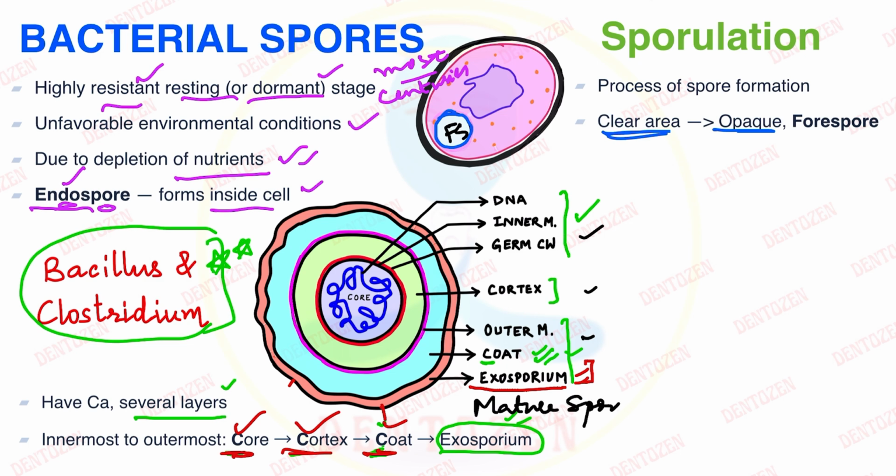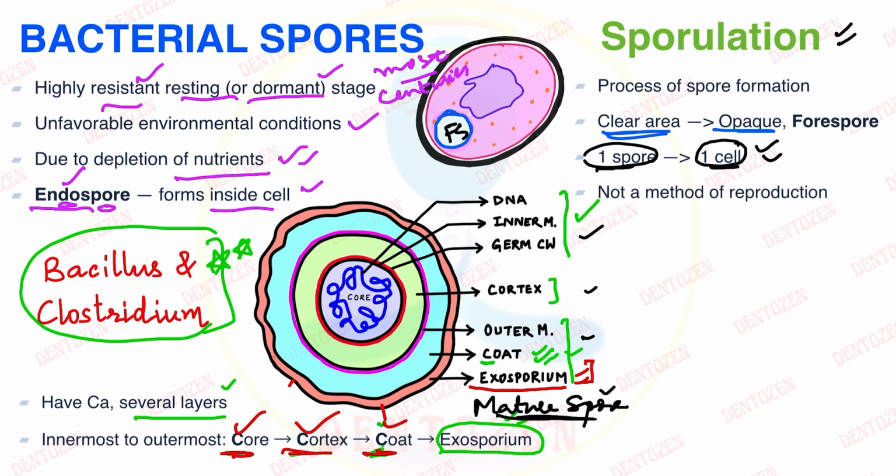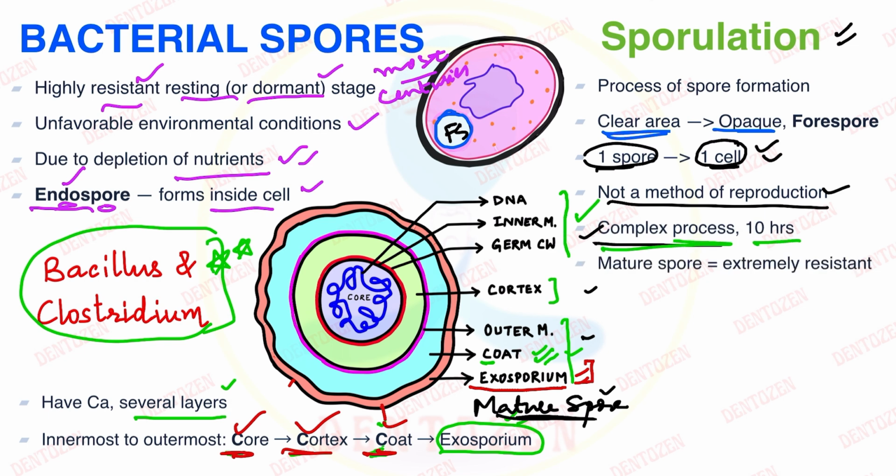So this is a mature spore with all the layers. Now this mature spore will give rise to one cell. So one spore forms only one cell when conditions become favorable. So we can say that sporulation is not the process of reproduction. It is not the process of division. And it is not a method of reproduction, and it is a complex process. It may take about 10 hours, and the mature spore that is formed is extremely resistant to heat and disinfectants.